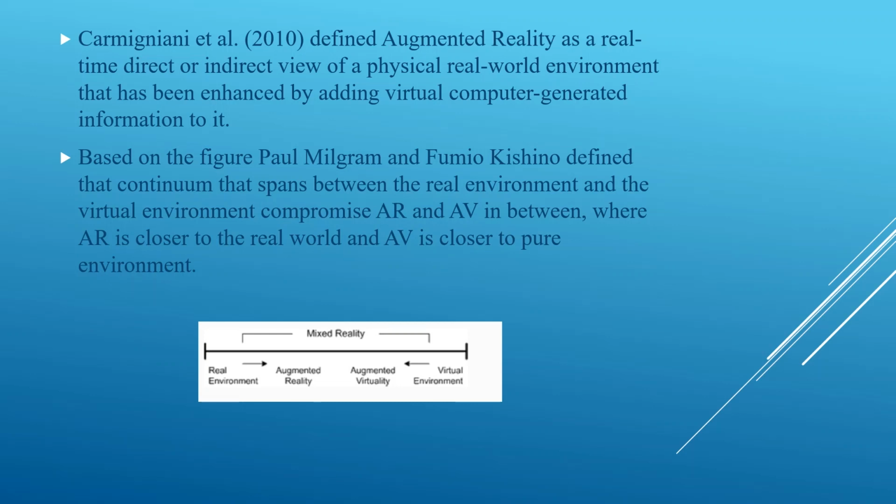Based on the figure, Paul Milgram and Fumio Kishino define a continuum that spans between the real environment and the virtual environment, comprising AR and AV in between, where AR is closer to the real world and AV is closer to the pure virtual environment, as you can see in the figure above.